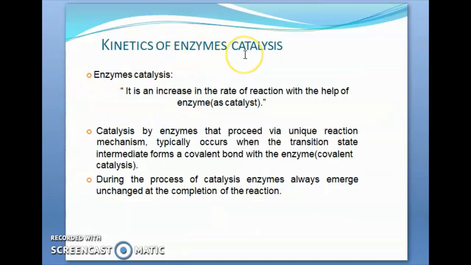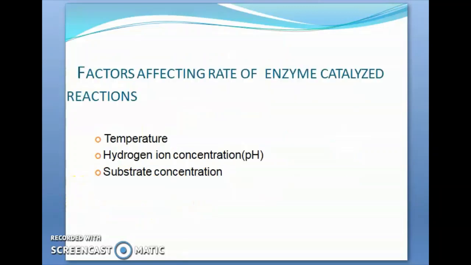Kinetics of enzyme catalysis. Enzyme catalysis is an increase in the rate of reaction with the help of enzymes as a catalyst. Catalysis by enzymes that proceed via a unique reaction mechanism typically occurs when the transition state intermediate forms a covalent bond with the enzyme, called covalent catalysis. During the process of catalysis, enzymes always emerge unchanged at the completion of the reaction.